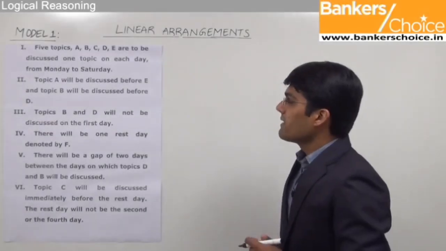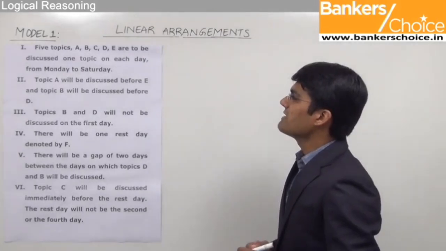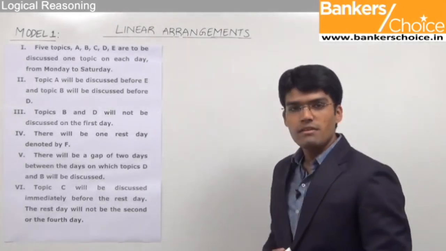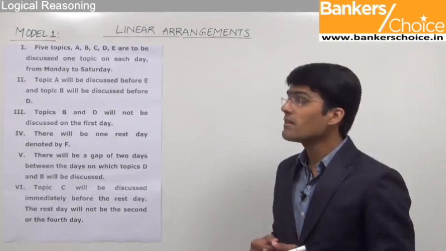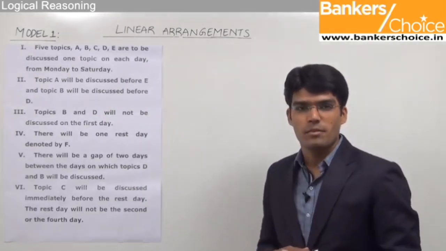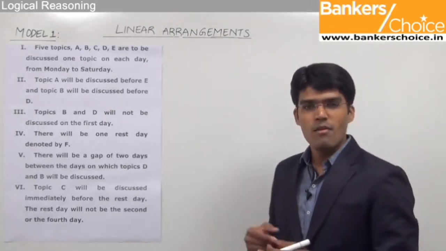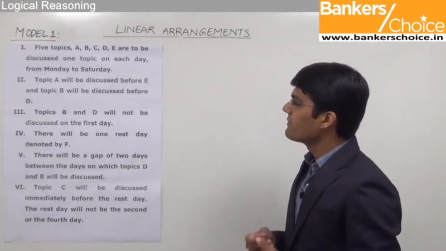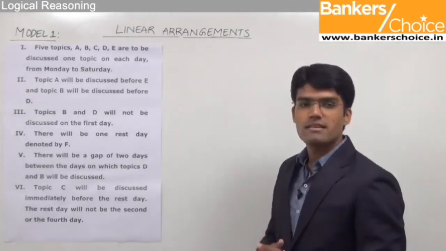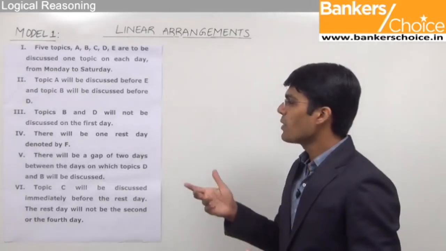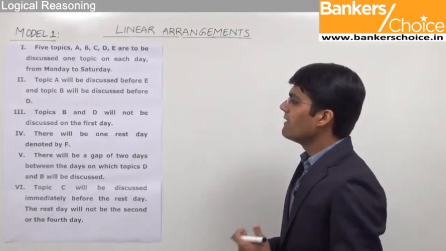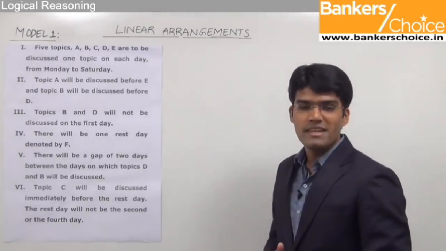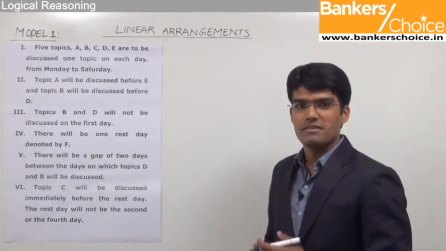The question here is: 5 topics A, B, C, D, E are to be discussed, one topic on each day from Monday to Saturday. So here we are supposed to arrange these 5 topics, that is A, B, C, D and E, from Monday to Saturday. Topic A will be discussed before E and topic B will be discussed before D. The next point is topics B and D will not be discussed on the first day. That is, topics B and D will not be discussed on Monday, which is the first day.